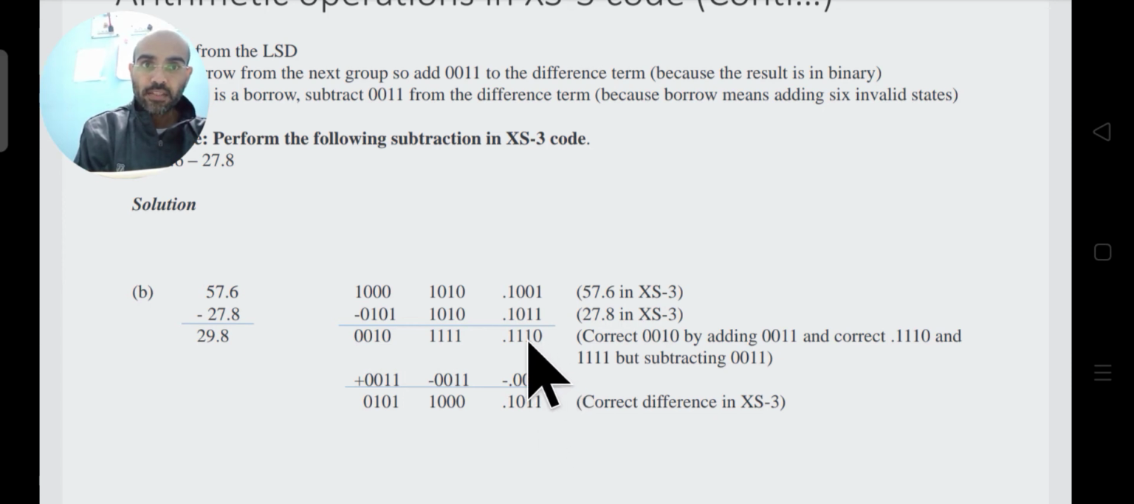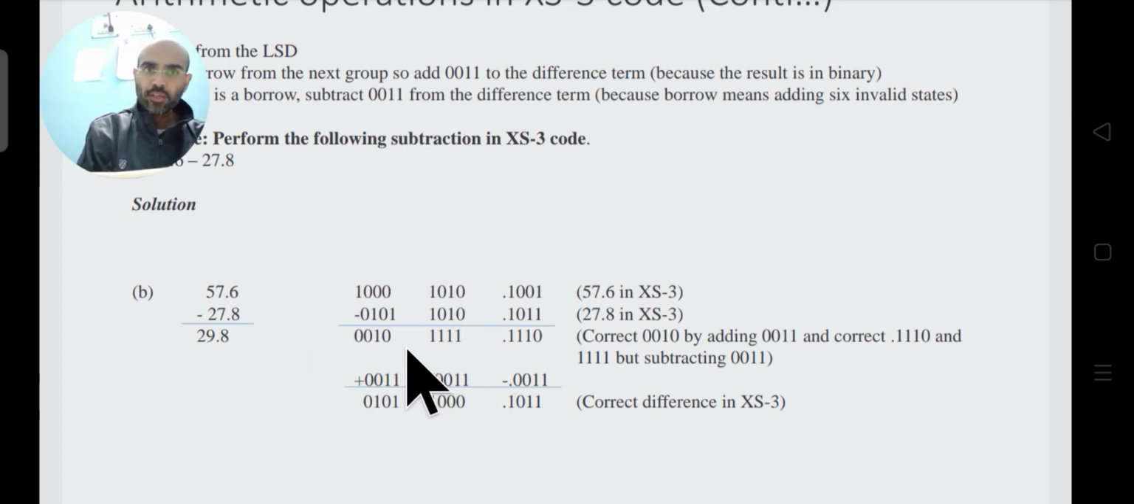Then again this is 0, so you borrow from 1 0. 1 0 minus 1 is 1, this is 0, so you have borrowed from here already, so 0 minus 0 is 0, this 1 is 0, so 1 minus 0 is 1. Okay, so this is how you do it. So this answer will be C. Now this is your answer in excess 3.